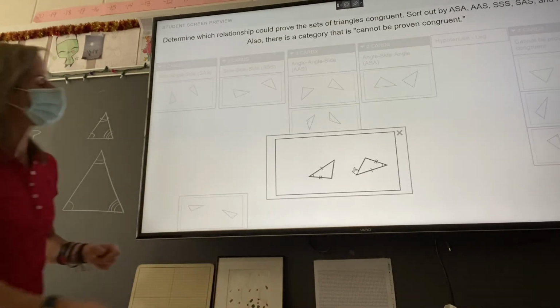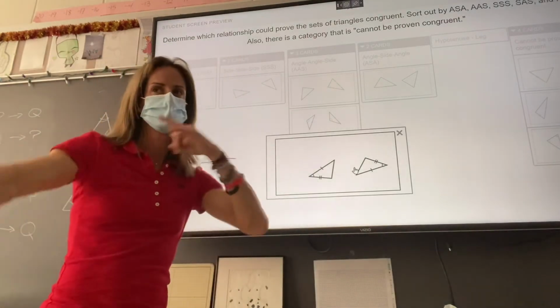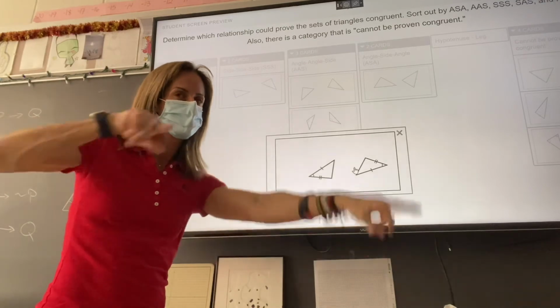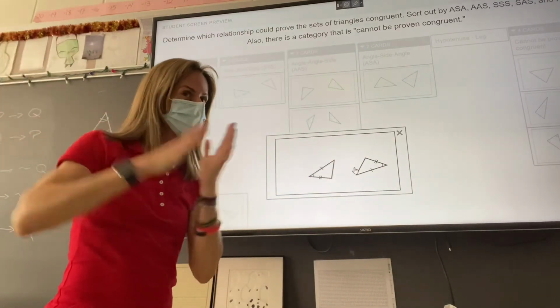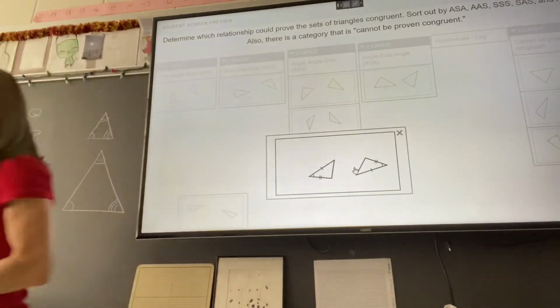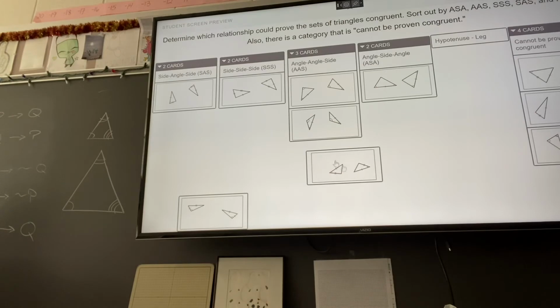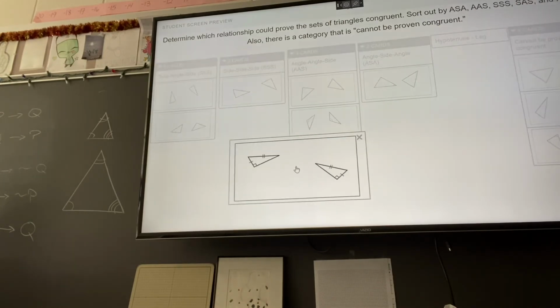All right, here we've got an angle in between 2 sides. What's that? Side, angle, side. You guys are getting this. This is the hardest one, and this is the new one, okay?